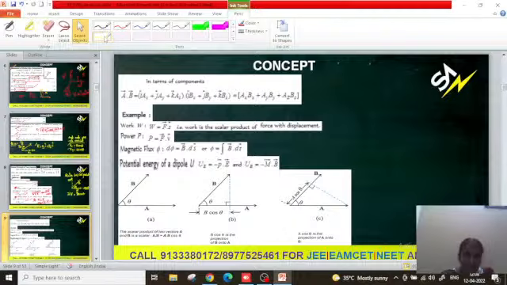Next property of the scalar product, here we are given in terms of components. The two vectors are given in the coordinate system as ax into i cap plus ay into j cap plus az into k cap, dot bx into i cap plus by into j cap plus bz into k cap. So in terms of components, the dot product, the corresponding components will be ax into bx plus ay into by plus az into bz. So these are the properties of a scalar product.